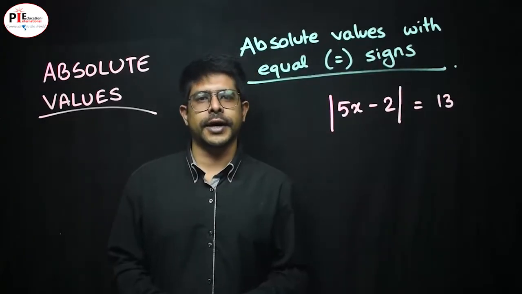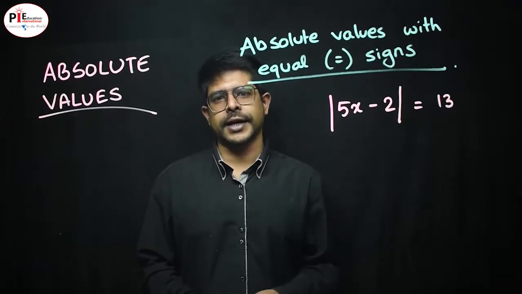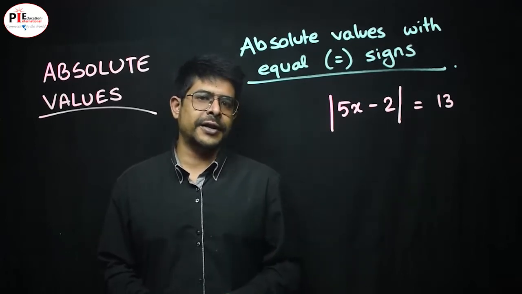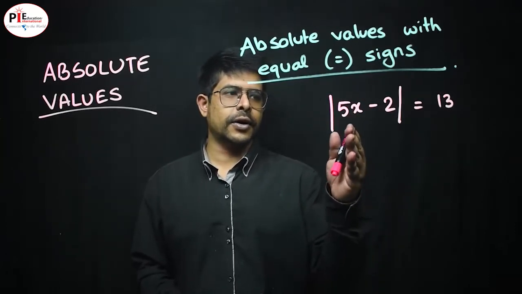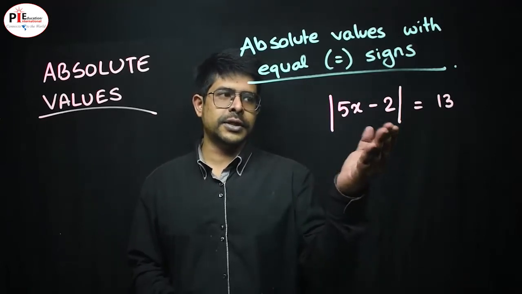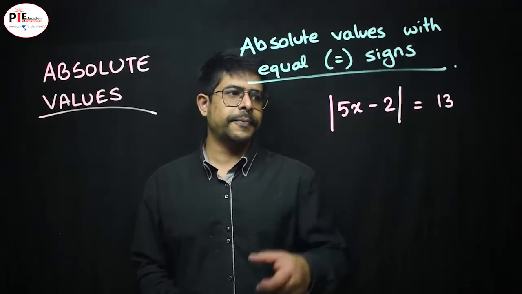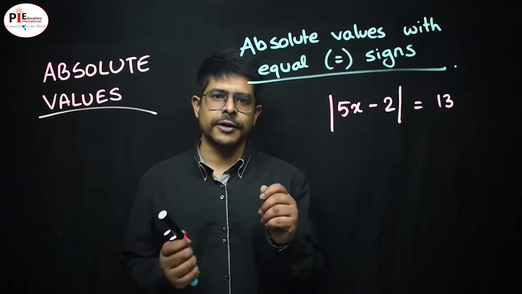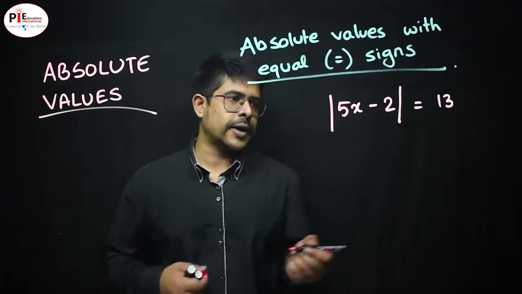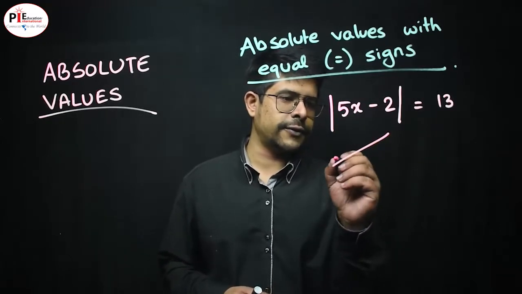Next, we are going to try absolute values with equal signs, and we will try to solve a problem. Over here, I've written an example: modulus of 5x minus 2 equals 13. Now, if we want to take off the modulus, it will give two different values. It can be positive or it can be negative. So I can write it down in two different ways.